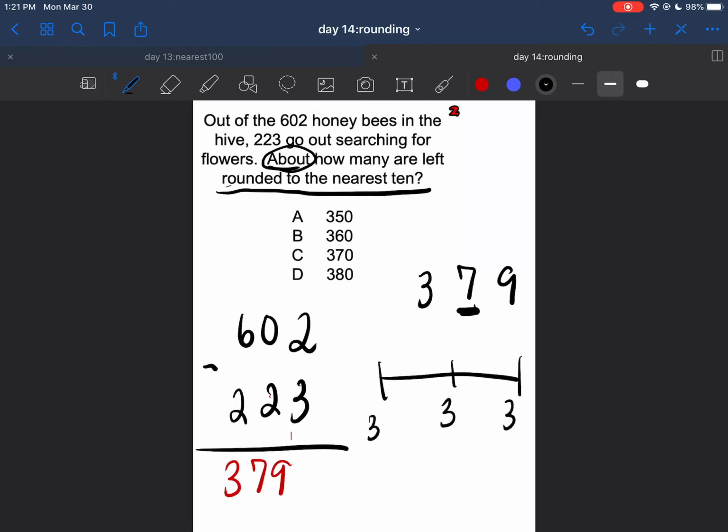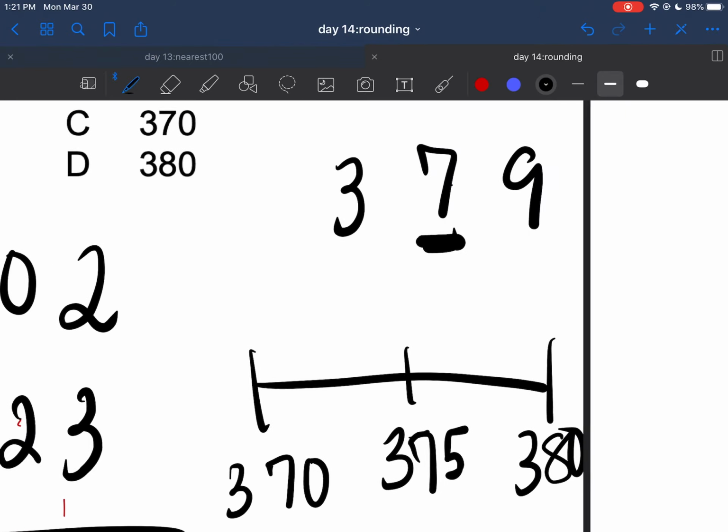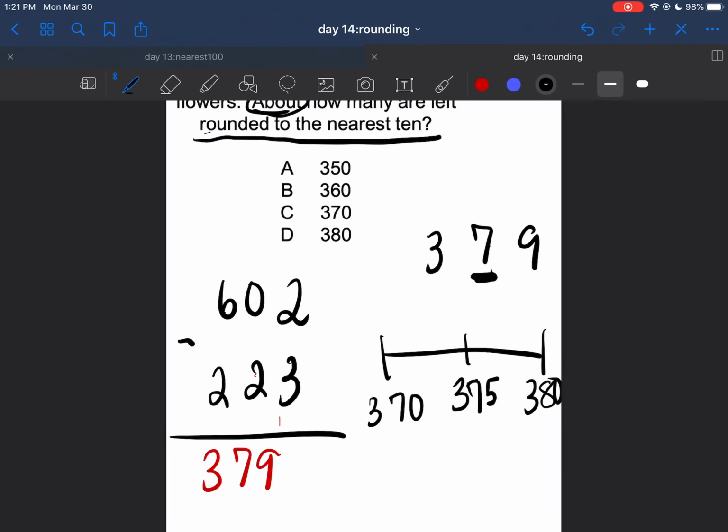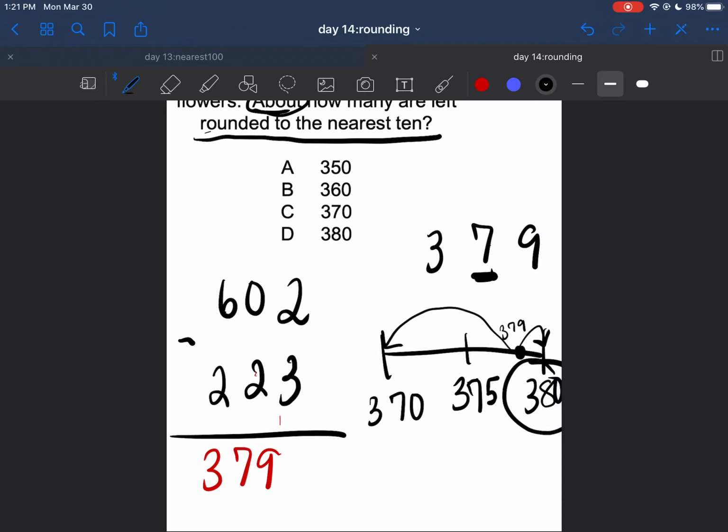How much is 7 tens worth? 70. What comes after 70? 80. And in the middle is 50. Oh, sorry. In the middle is 75. Miss Long was rounding to the nearest hundreds for a minute. Now, 379. Does it come before 375 or after 375? It comes after. So is 379 closer to 380 or closer to 370? It is closer to 380. So 379 rounded to the nearest 10 is 380. So your answer choice is D.